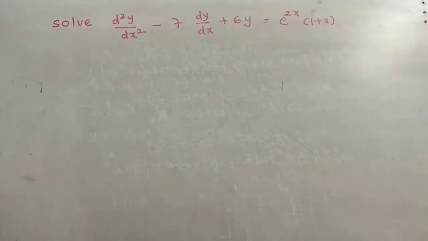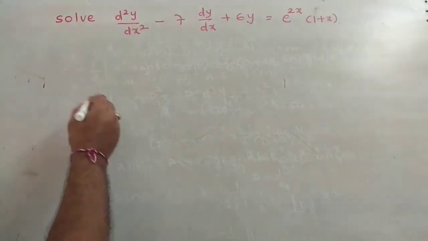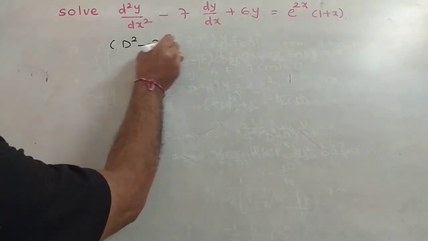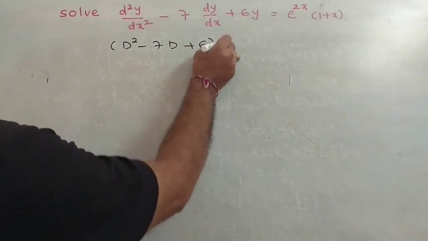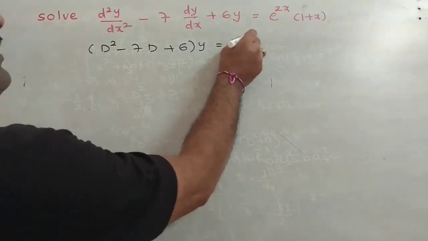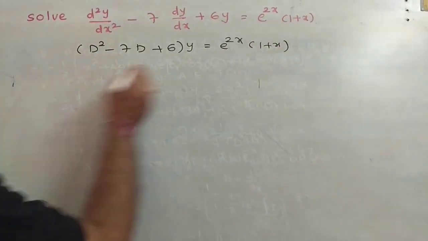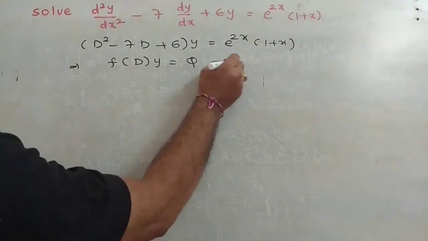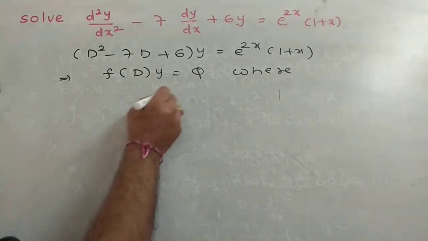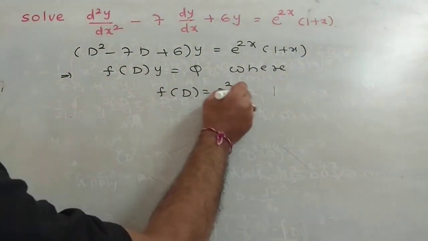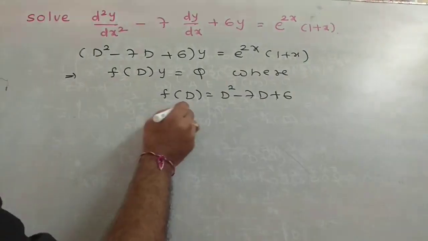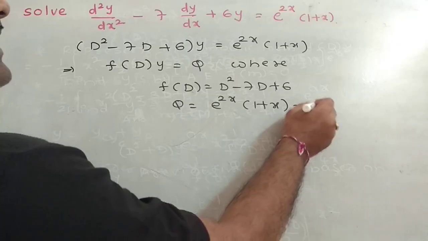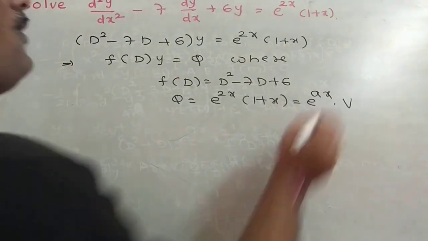So first you are calculating the auxiliary equation. I am writing it in the symbolic form. That symbolic form is nothing but D square minus 7D plus 6 of y, that is equal to e power 2x into 1 plus x. So this is exactly looking like f of D of y is equal to q, where f of D is nothing but D square minus 7D plus 6, and q stands for e power 2x into 1 plus x. This is exactly looking like some e power ax into v type.